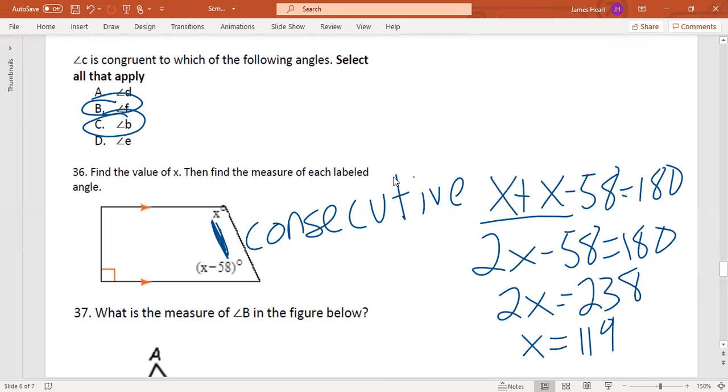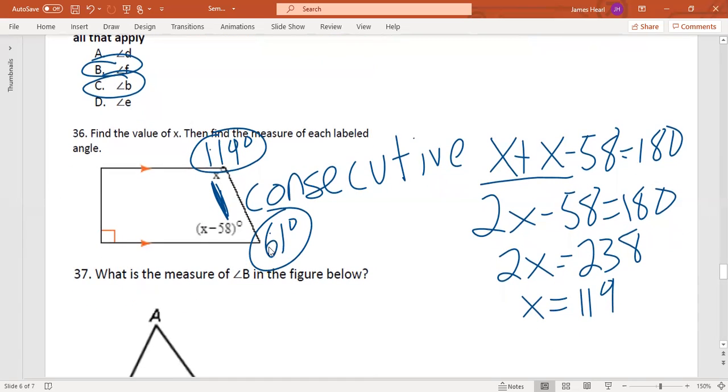That serves a double purpose. We had to find the value of X, but it is also the measurement of this angle, since it was a single X listed for it, 119 degrees. If we subtract 58 from it, we end up with this angle at the bottom being 61 degrees. You can always double check your work: 119 and 61 do in fact add up to 180, so we're good to go.